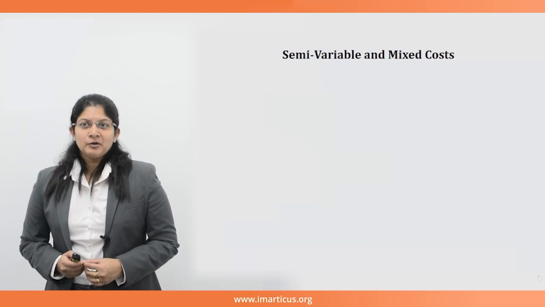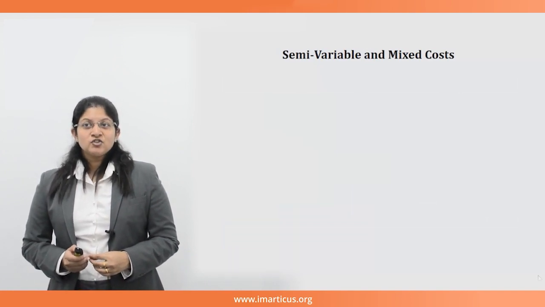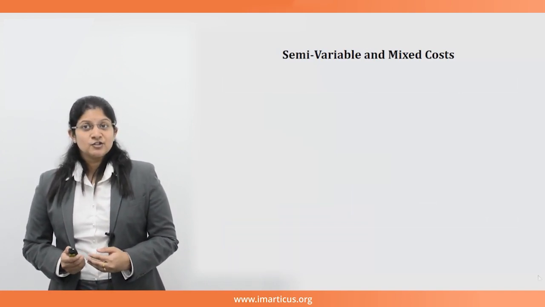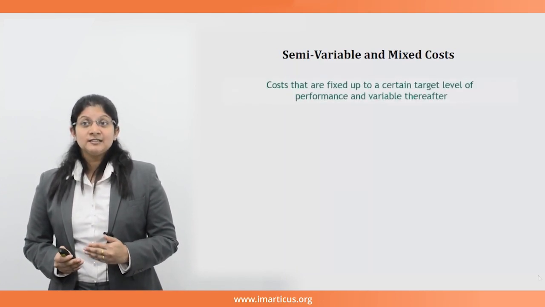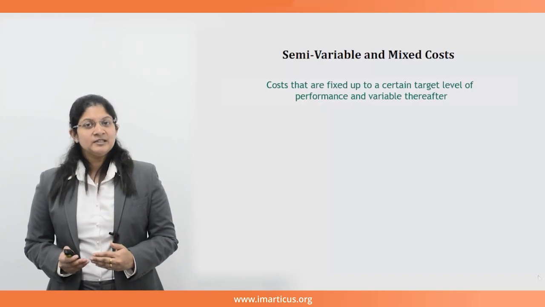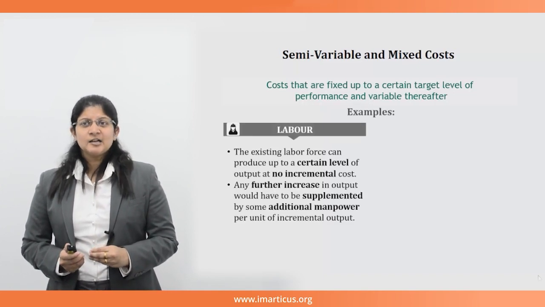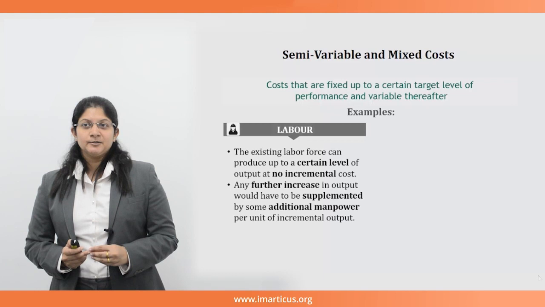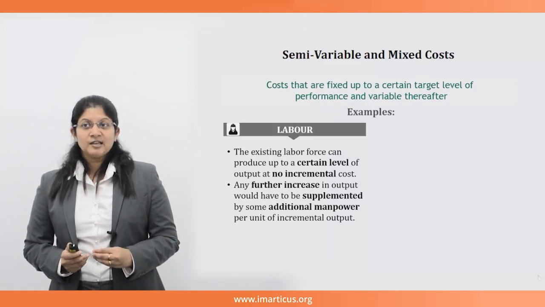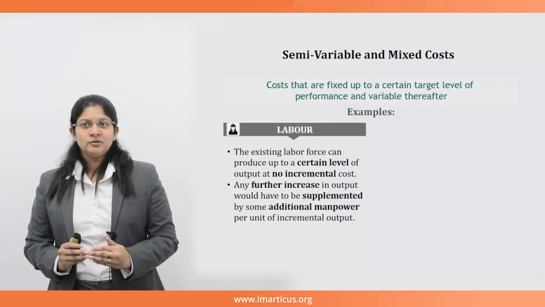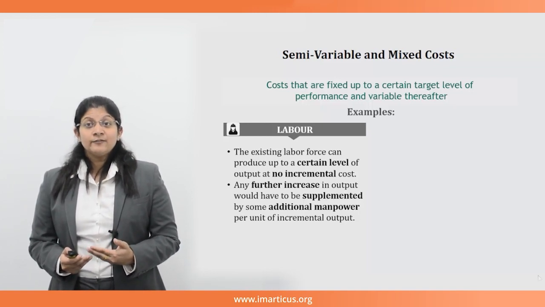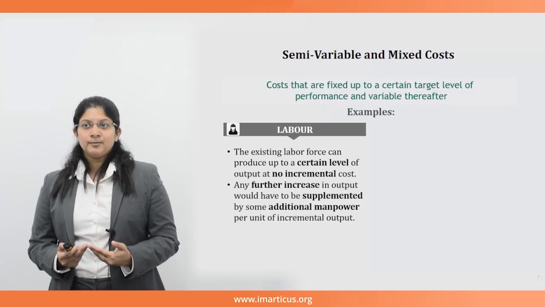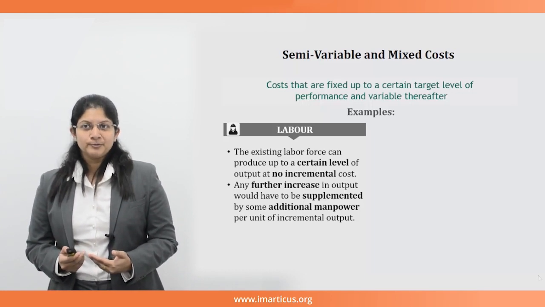The second type of cost is semi-variable cost, which is also known as semi-fixed or mixed cost. The costs in this case may be fixed up to a certain target level of performance and variable thereafter. A classic example of semi-variable costs is labor, since the existing labor force can produce up to a certain level of output at no incremental cost. Any further increase in output would have to be supplemented by some additional manpower per unit of incremental output.